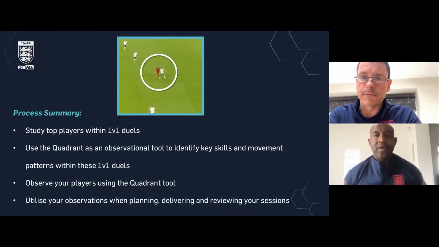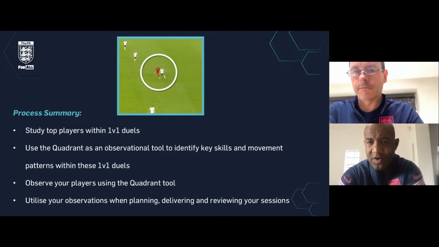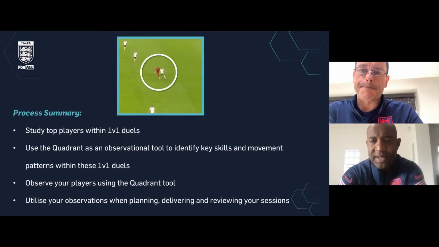Okay, brilliant. So we're drawing towards the end of the webinar now, and I'm just going to go through the process summary. So study top players within their 1v1 duels. Look at the real detail that some of the things that Paul and myself have gone through. And again, just using that quadrant tool to observe, identify key skills and movements, patterns of these 1v1 duels. Observe your players using the quadrant tool. Utilize your observations when planning, delivering, reviewing sessions.